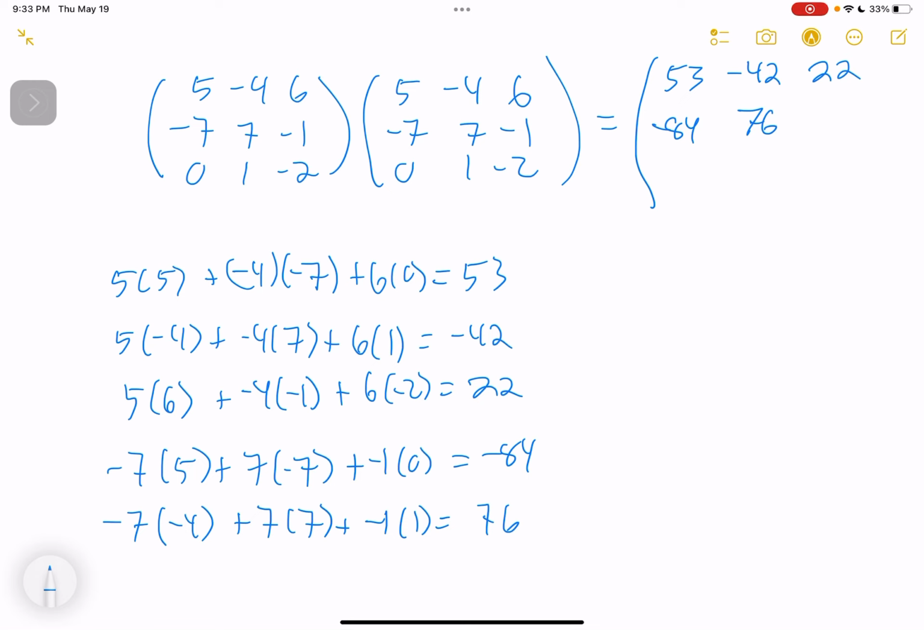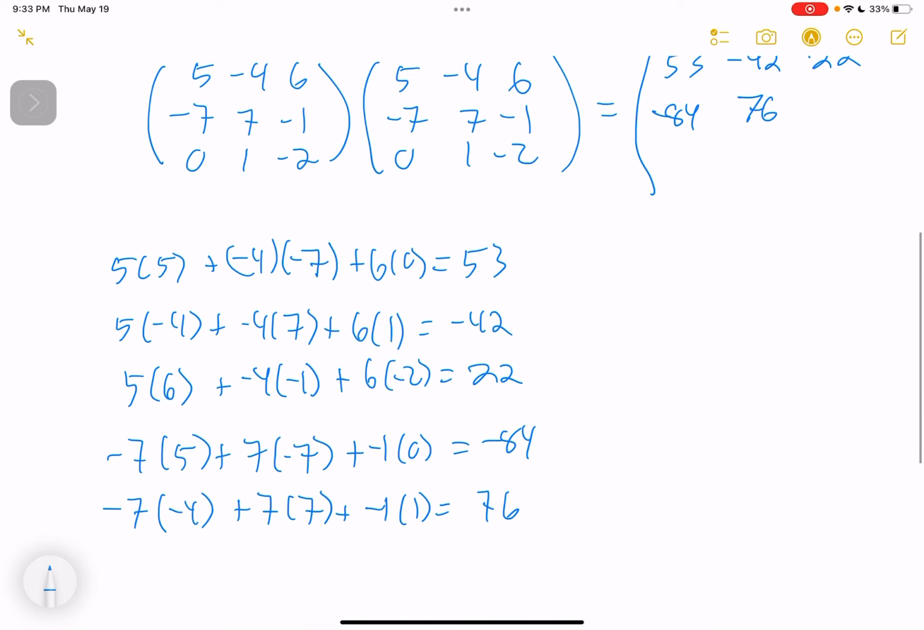And then if I do the second row times the third column, I have -7 times 6 plus 7 times -1 plus -1 times -2. So what's that? That's -42 plus -7 plus 2. So I think it's like 47. Yep, -47.